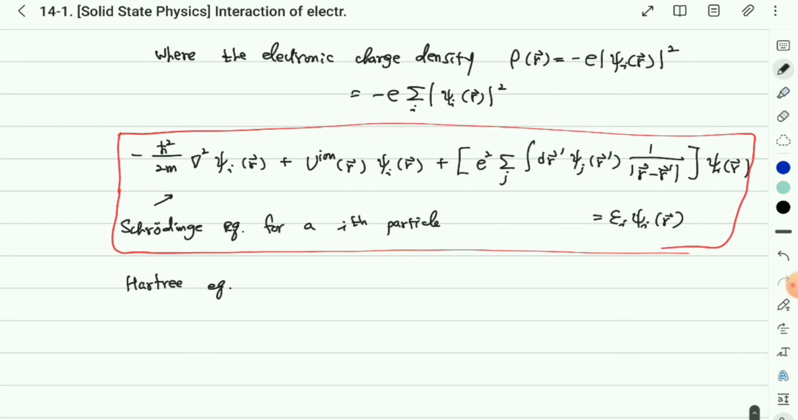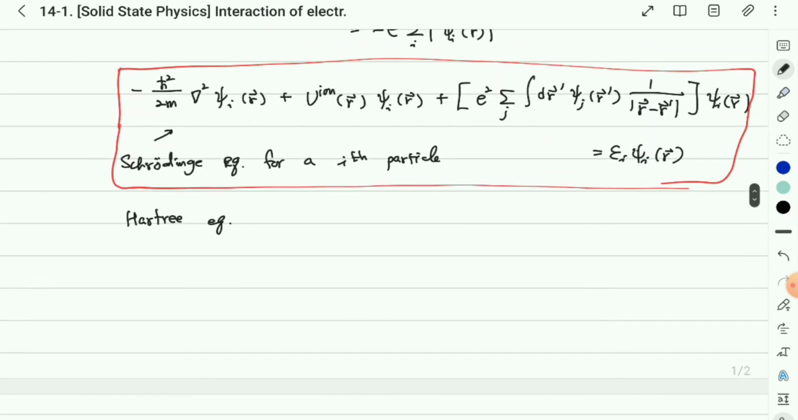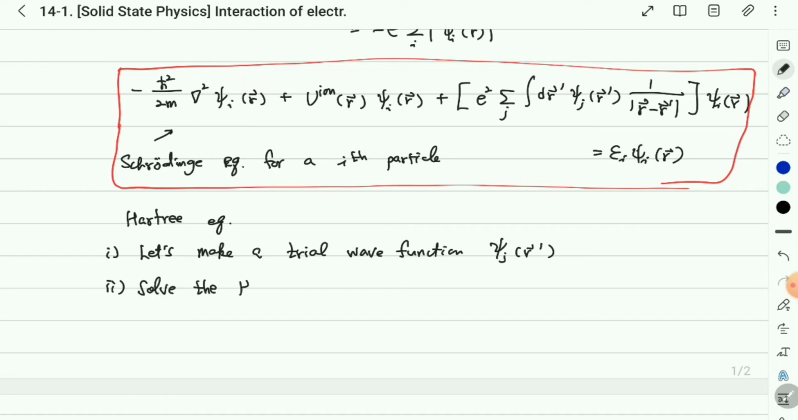And here I will write down the steps of the calculation of the Hartree equation. At first, let's make a trial wave function, the trial wave function psi j at r prime. Then insert this in the equation and solve the Hartree equation. Then we can obtain psi i, the eigenvalue and eigen wave function. Then this psi i can be inserted in the interaction wave function.